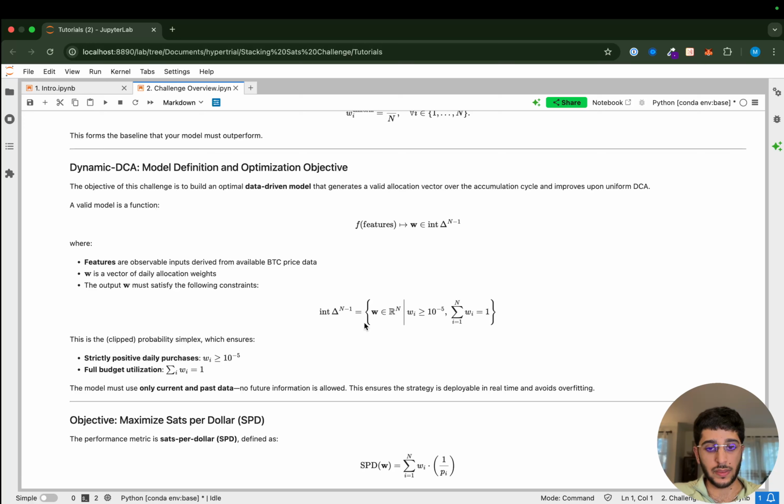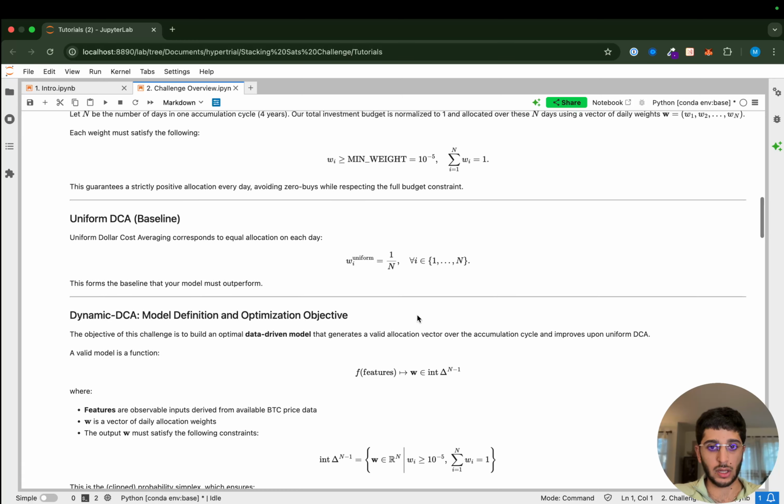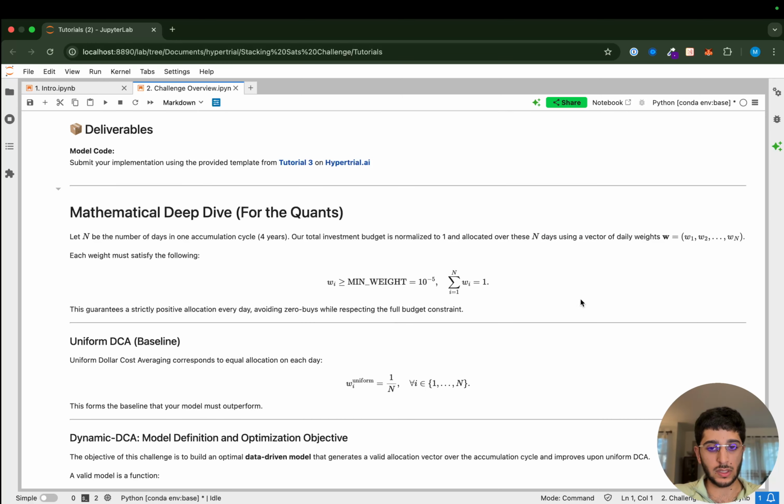Now, this is the interior of the simplex, hence this notation. Think of it as the clipped simplex. And because it sums to 1, it's referred to as a standard simplex or a probability simplex. But those were just details in terms of what this problem really is. Once we dive deeper into it, it will become handy later on.